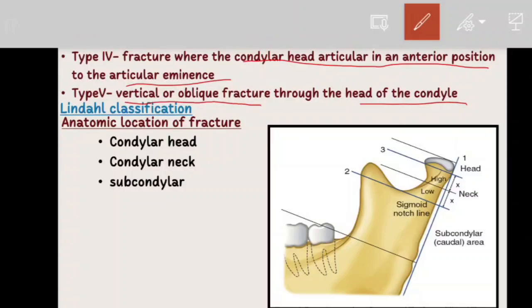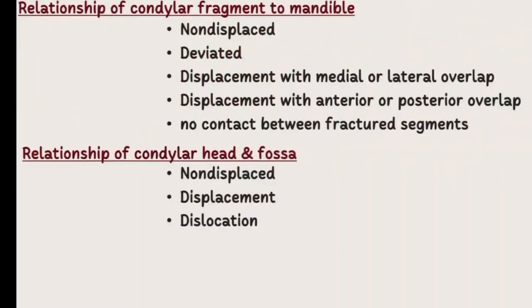Now according to the Lindahl Classification, that is based on location, it divides fractures into condylar head, that is this one, condylar neck, this one is the condylar neck, and the third one is subcondylar, okay. Here it is the subcondylar area, this one is subcondylar, okay. So in this diagram you see the head at the top, neck in the middle, and the subcondylar area is below the sigmoid notch, okay. So very commonly asked in exam.